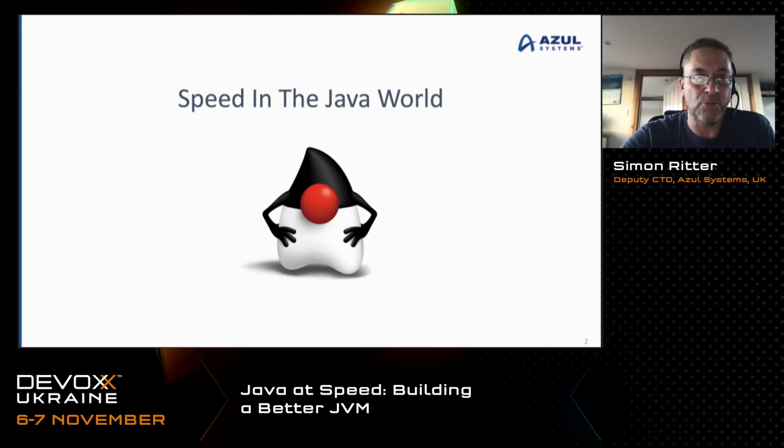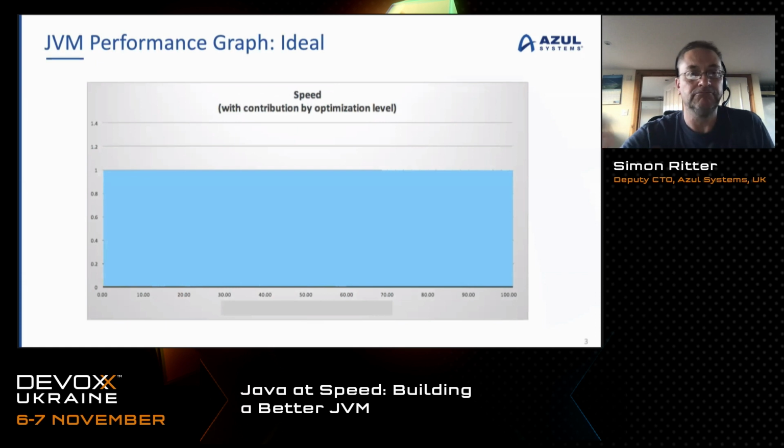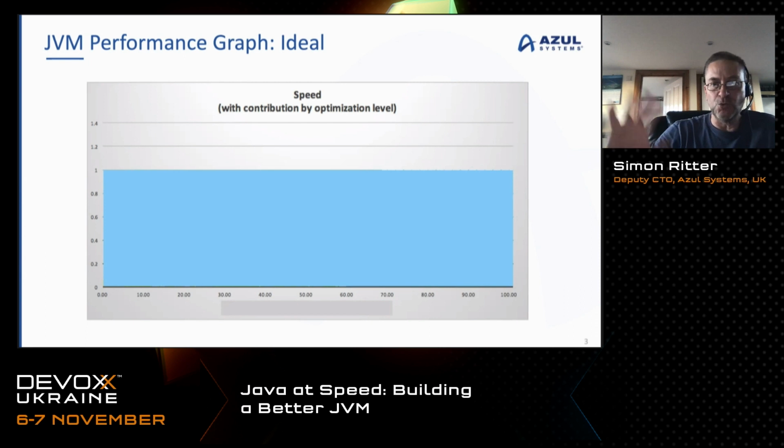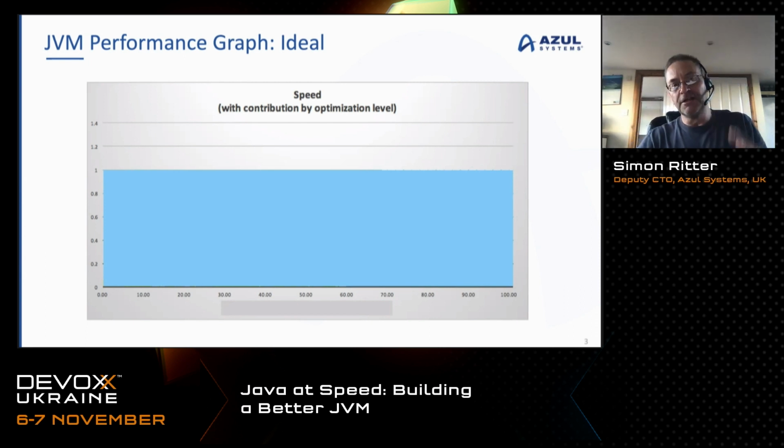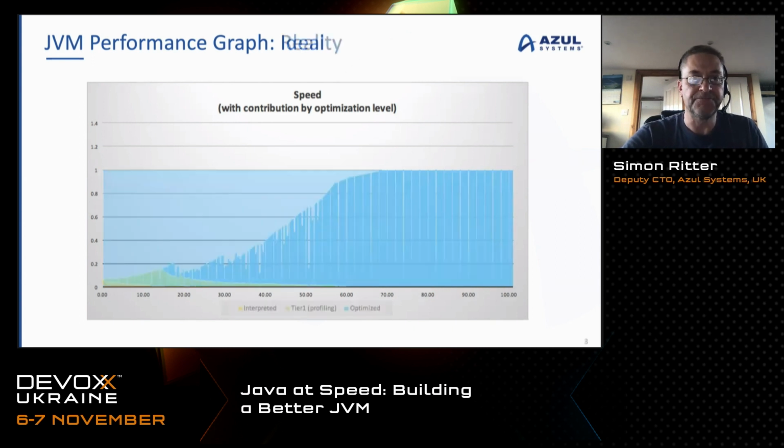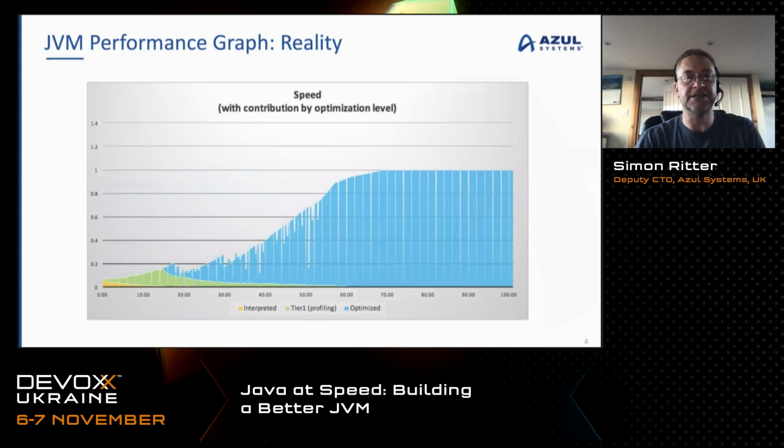And the graph that I came up with actually looks pretty simple. So it looks like this. What we've got there is all we need to do is start our application and have the JVM run at 100% of possible performance and do that for the entire lifetime of the application. So it's as simple as that. That's all we want. That's the perfect world. The problem is that if we look at a typical application, that graph is going to look very different. So it's going to look something like this.